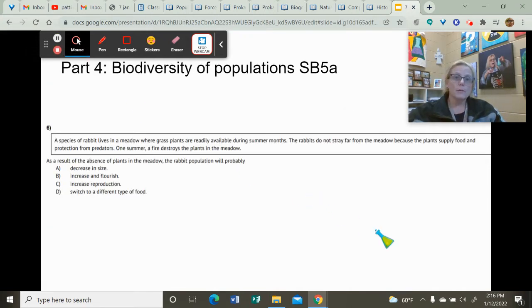Part 4 was Biodiversity of Populations. That is element SB5a. A species of rabbits lives in a meadow where grass plants are readily available during summer months. The rabbits do not stray from the meadow because the plants supply food and protection from predators. One summer, a fire destroys the plants in the meadow. As a result of the absence of plants in the meadow, the rabbit population will probably do what?